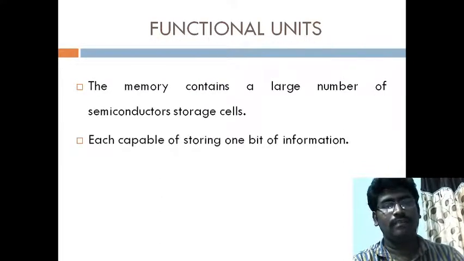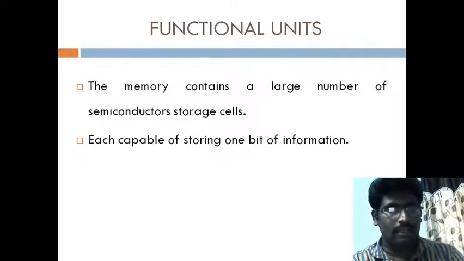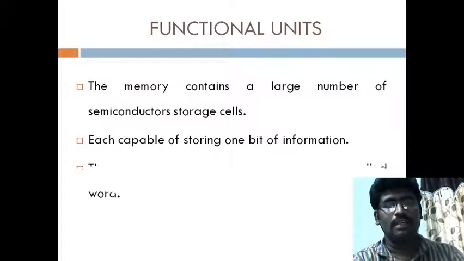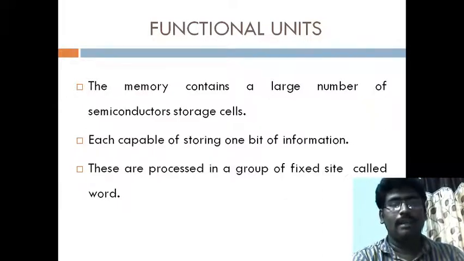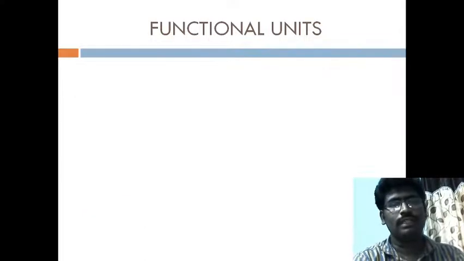After that, we have mentioned some points regarding semiconductor storage cells. Why? Because we store information in memory devices, and those memory devices consist of semiconductor storage cells. Because of them, we are able to store information in the form of bits. And a group of bits combined together is called a word.